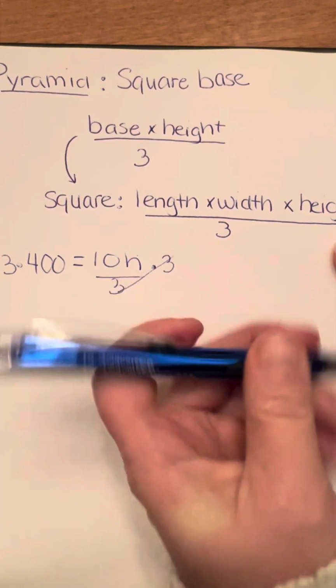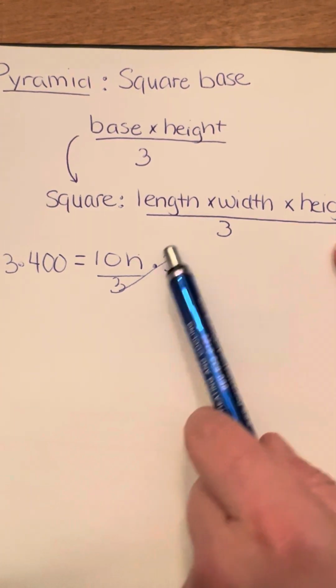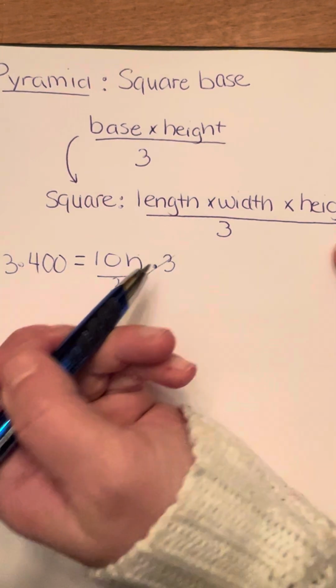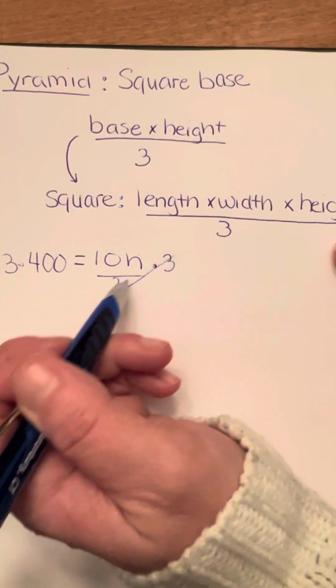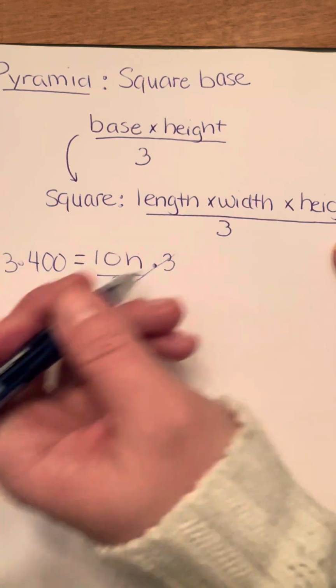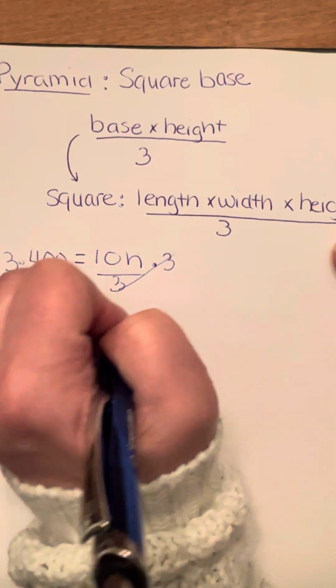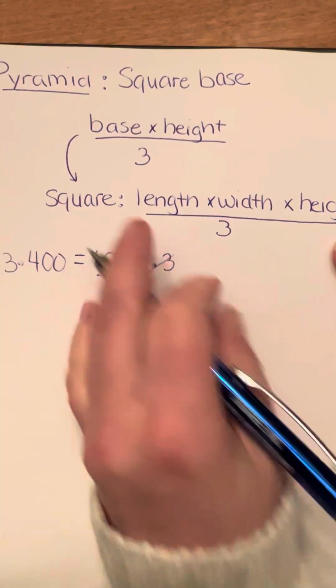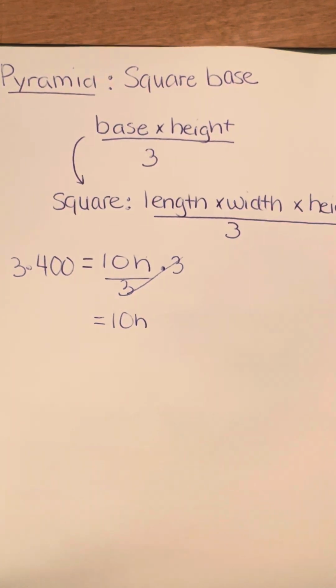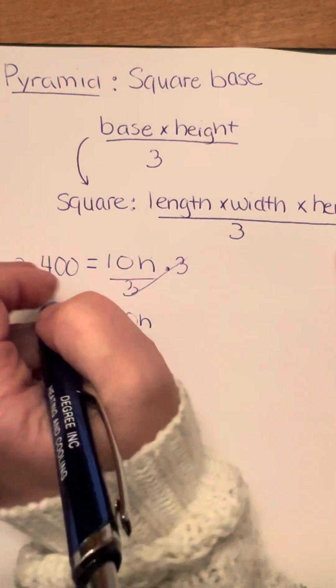Now these are going to cancel each other out, leaving me with just 1. 3 divided by 3 is 1, or this division by 3 times 3 gives you just 1. So you're left with 10h, and then over here, we're going to do the multiplication, 3 times 400, which is 1200.